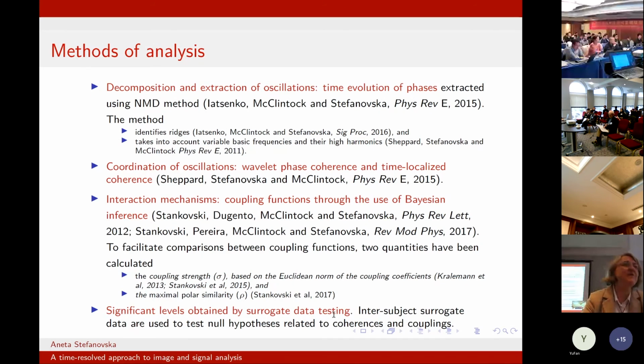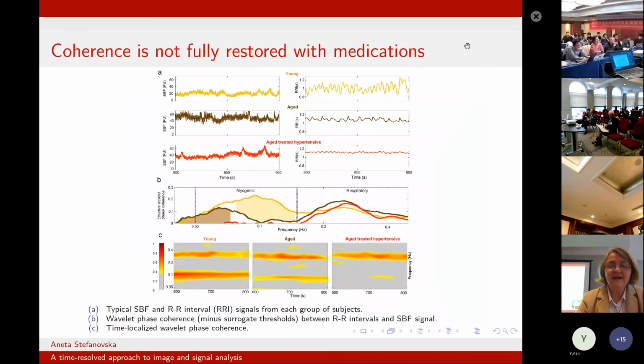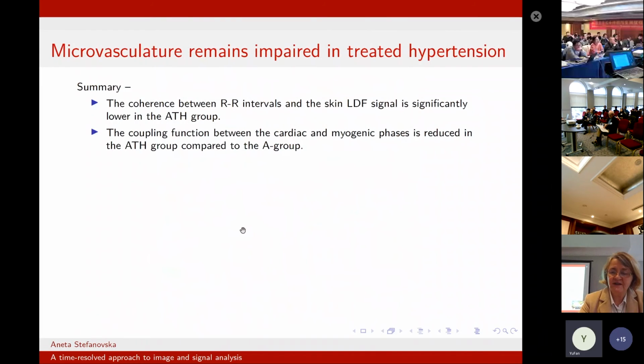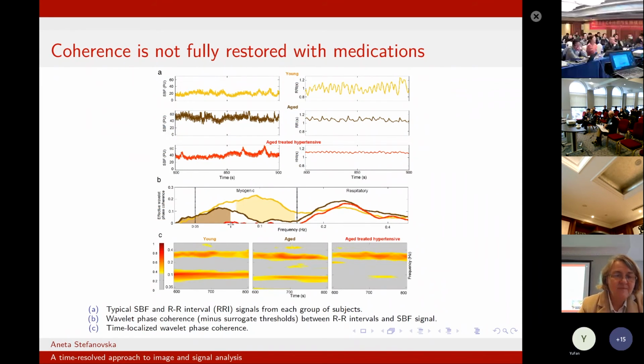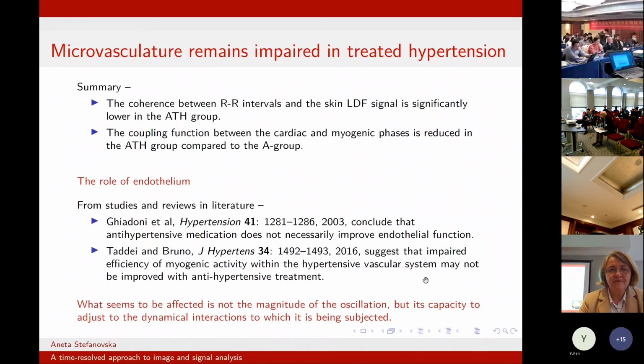I don't have time to tell you about the rigorous statistical measures you use this way to evaluate the correctness of your conclusions. But my point is that by applying this, we found that treated hypertensives do not have restored one of the oscillatory components, which comes from myogenic function processes. So you can see that aged treated hypertensives, compared to young or aged people, do not have this oscillatory component. So I will skip this brief conclusion.